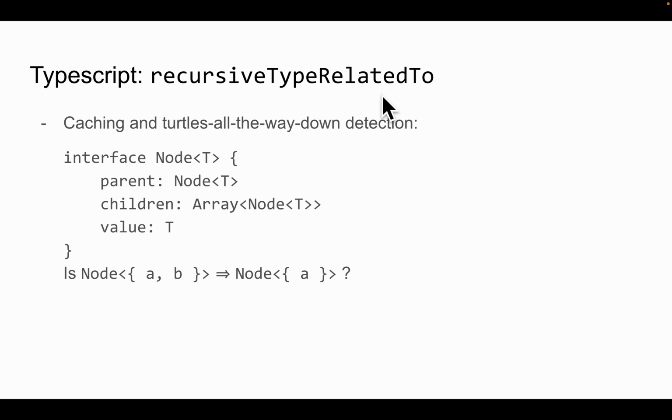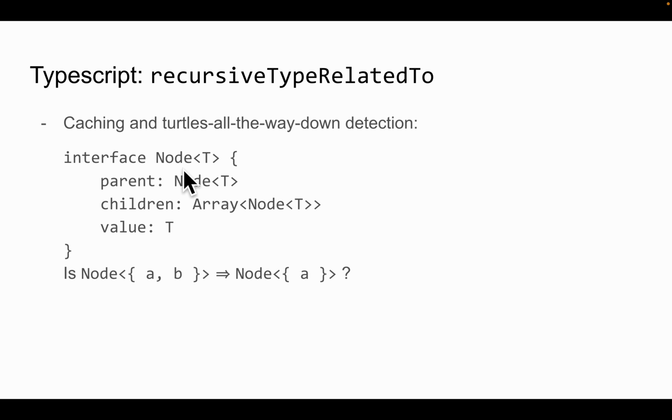So recursive type related to tracks source-target pairs and makes sure they don't appear more than 5 times on the stack. It just keeps a stack of types that are being compared. And along the way, it caches them as well, because you have these pairs and you're tracking them. Once you get an answer back, you can just record the answer. So if the result happens to be true, then you can quickly return true the next time you ask this question, which of course in a real program helps a lot, because this sort of thing will probably happen a whole bunch in the program.